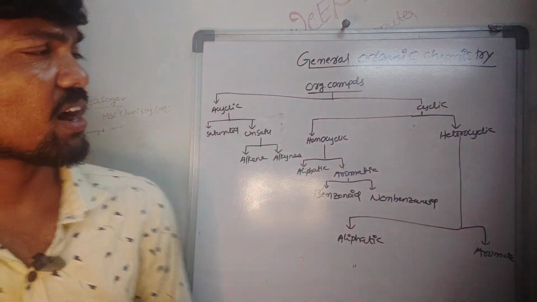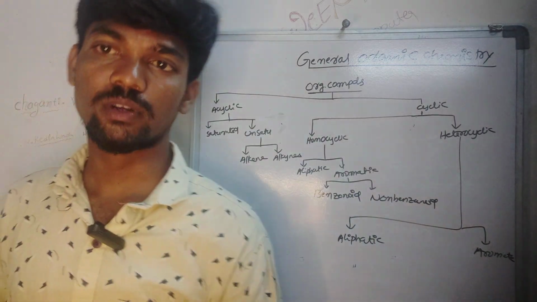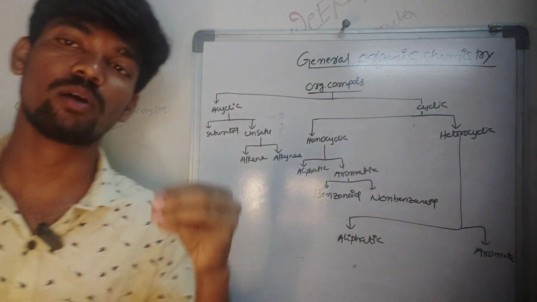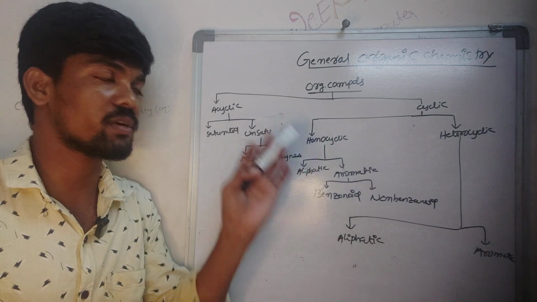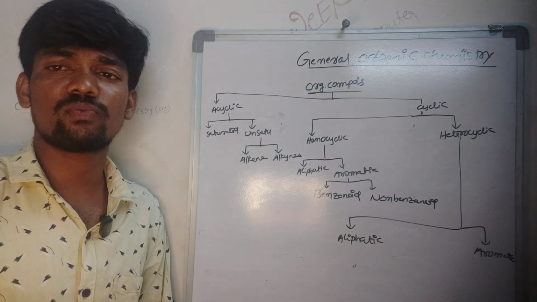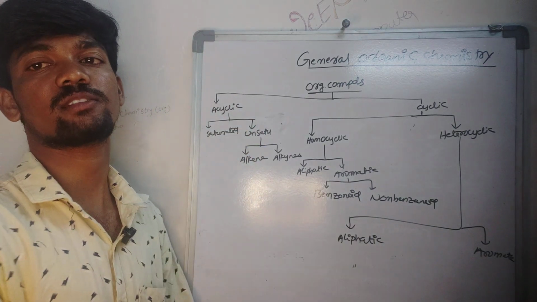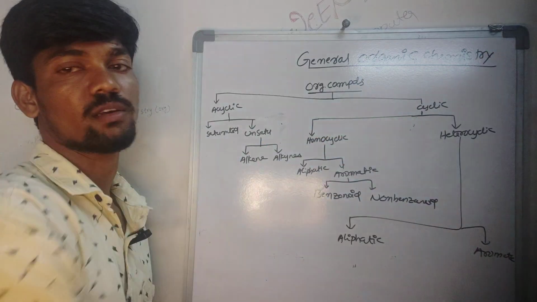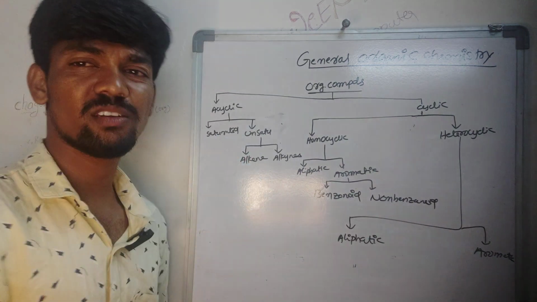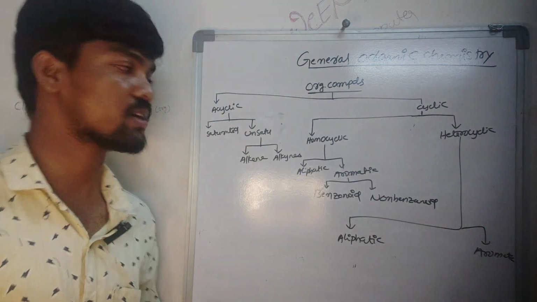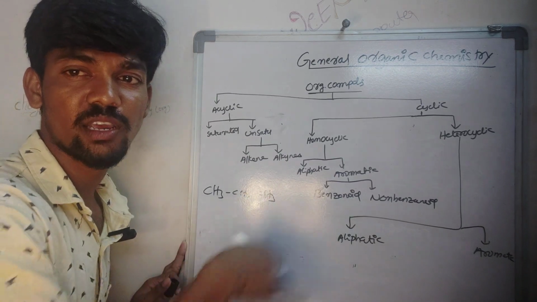Okay, friends, we entered the organic compounds. Types of organic compounds, you know that. Coming to this chapter, we have to discuss how many types of organic compounds there are. So first of all, you have to listen. Organic compounds are of different types. Among these, the first one is acyclic. Acyclic means no cyclic nature, no cyclic structure. Acyclic means straight chain carbons like this: CH3, CH2, CH3.